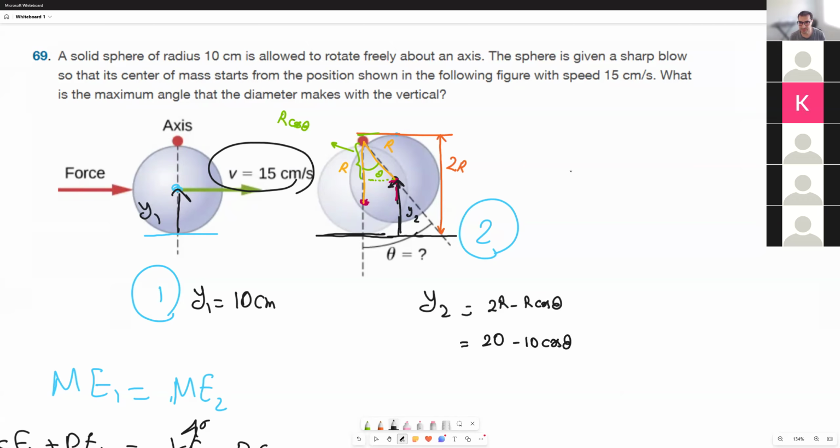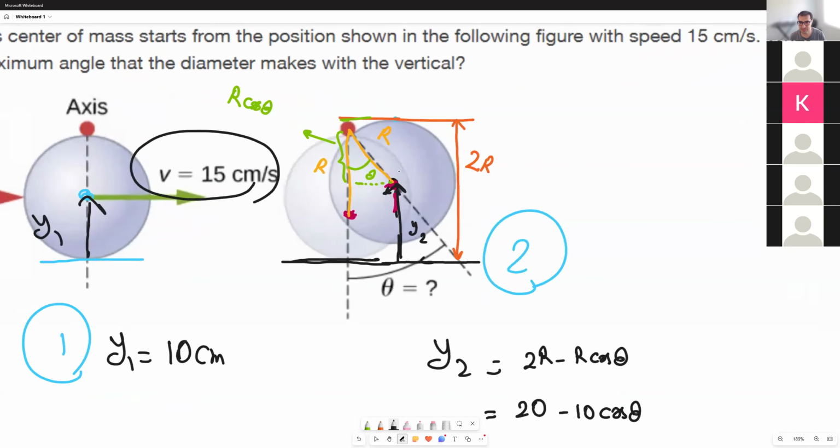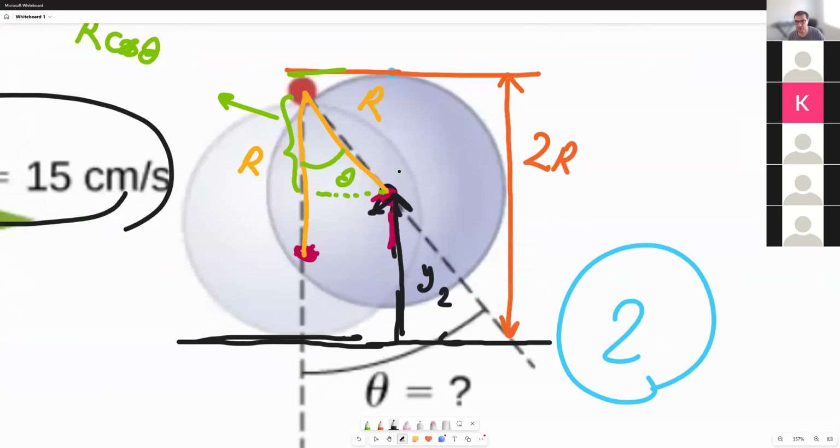Professor, the 2r minus r cos theta thing. So why is it 2r? Which part of it? I'm confused about the y2, why it's equal to this one.